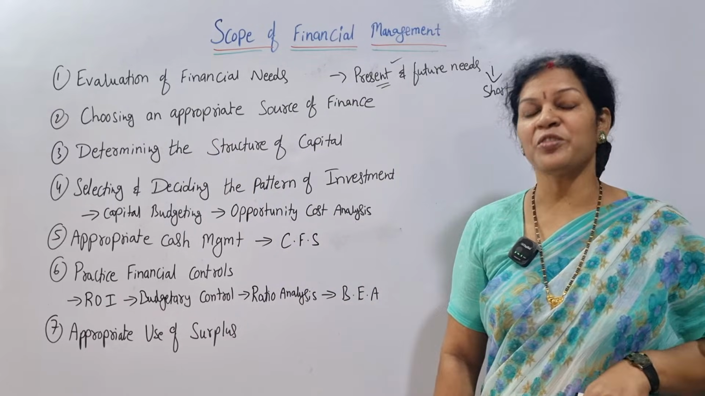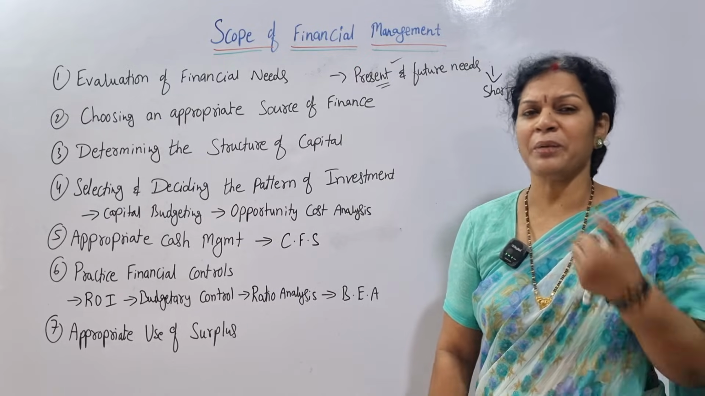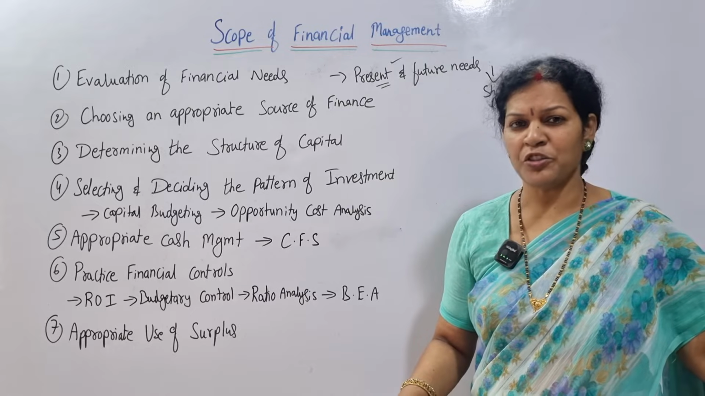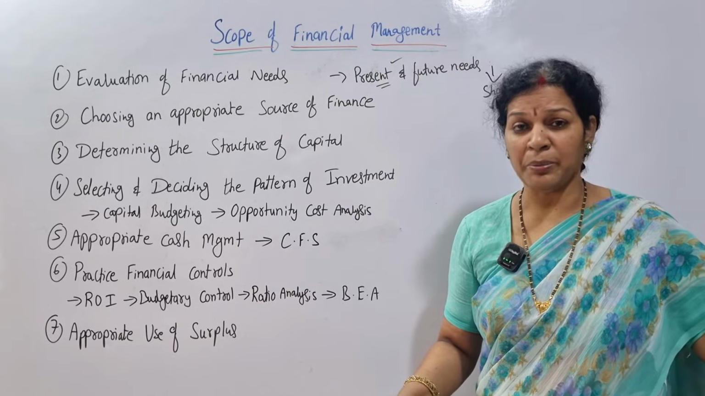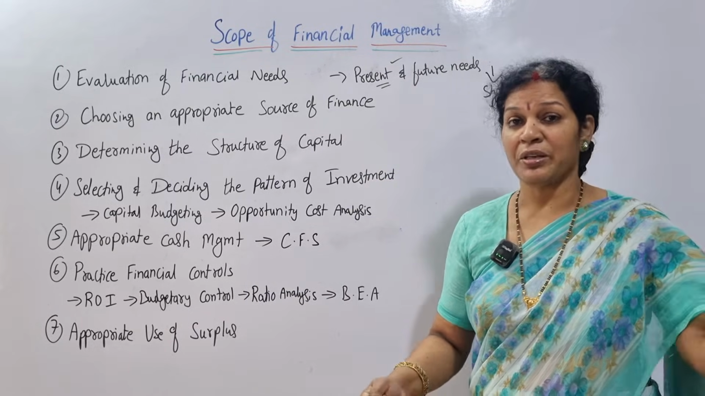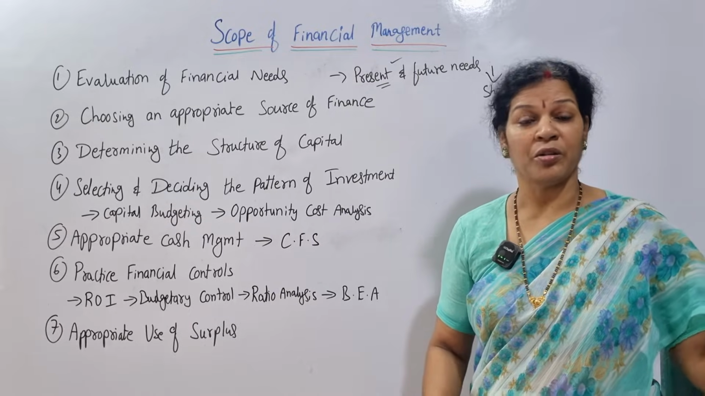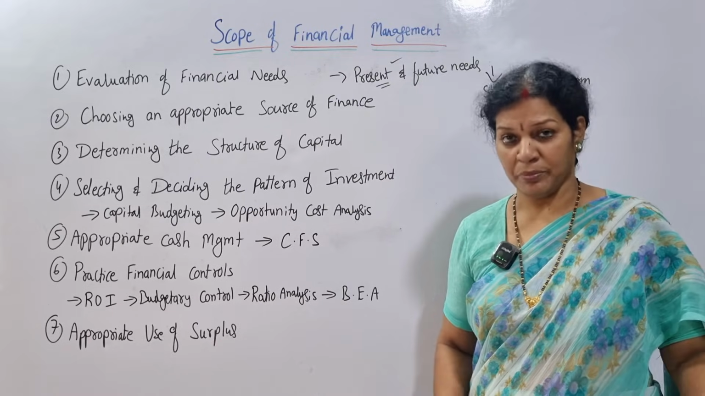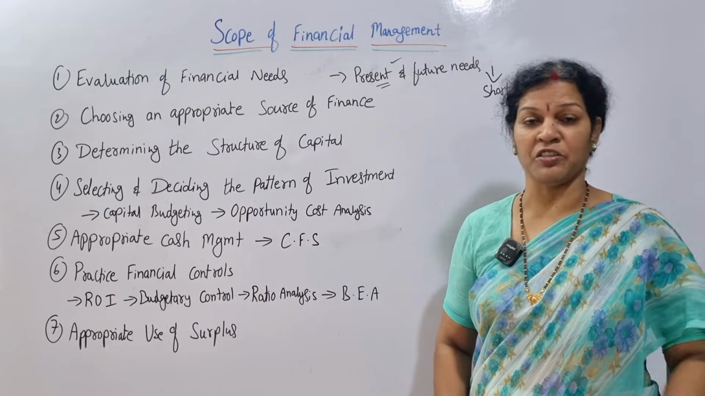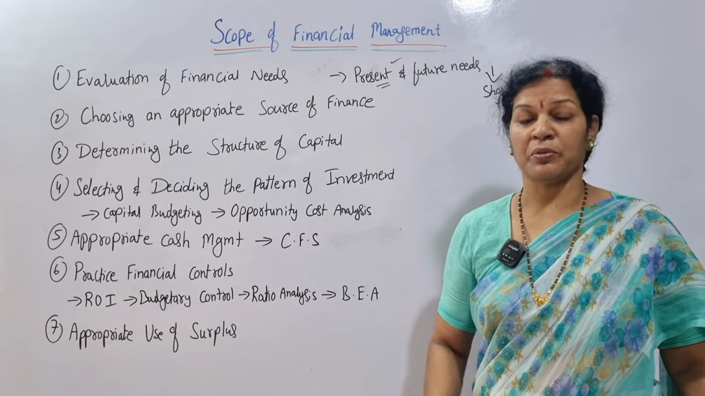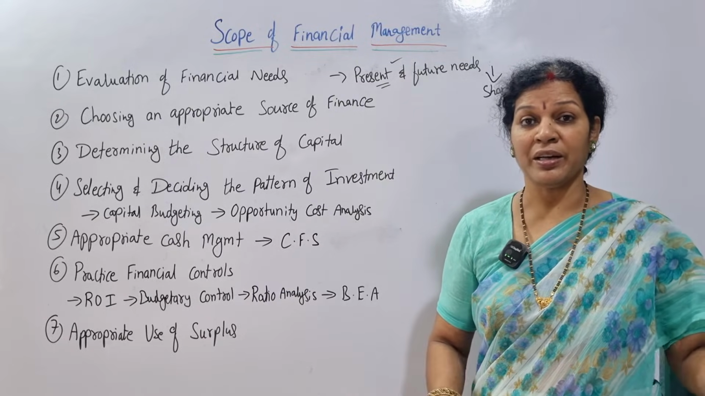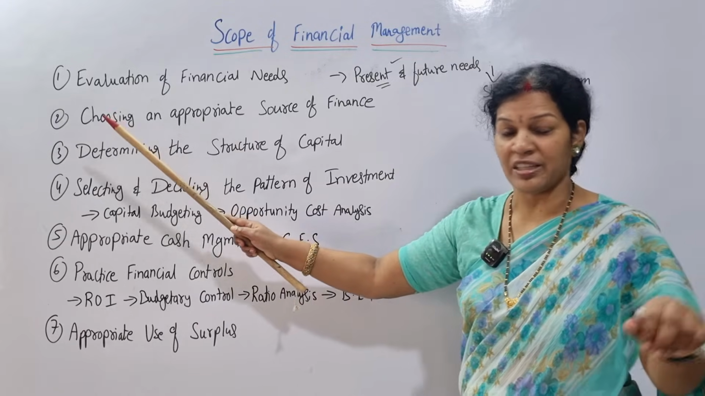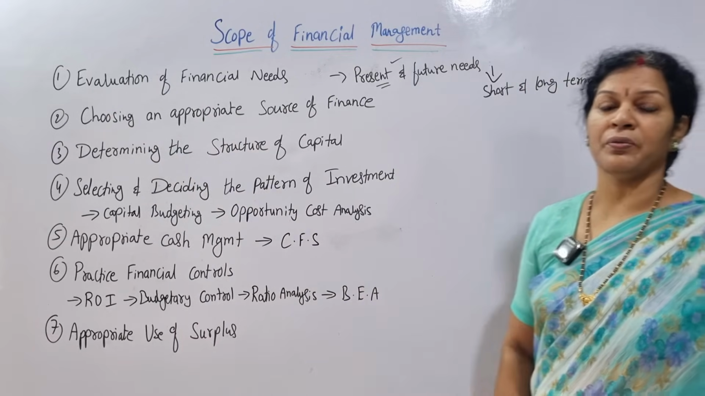How to get the source? What are the sources to get my funds? There are many sources: you can issue shares, you can invite the public to buy the shares, you can issue debentures, and also you can take loans from financial institutions. Loans from financial institutions, there are private institutions, public institutions also, and sometimes from the bank. So from where we can get the funds, you have to focus on in the next aspect, choosing an appropriate source of finance.